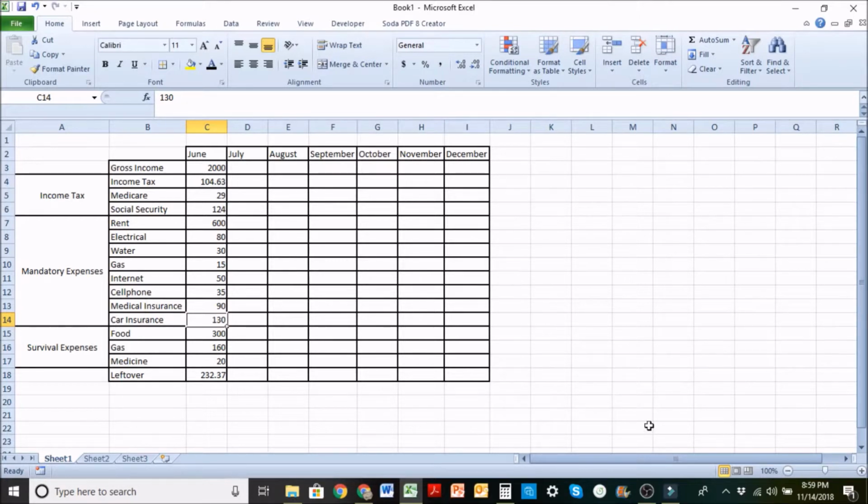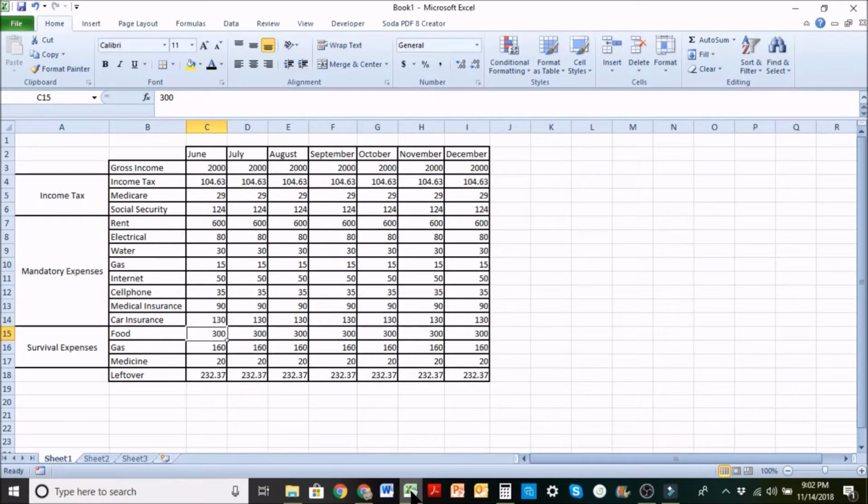The last category is, again, the survival expenses. You can put how much you spent that month on food, how much you spent on gas, and how much you spent on medicine. So as you keep looking into this, you'll actually see areas that you're either spending too much money in or too little money in.